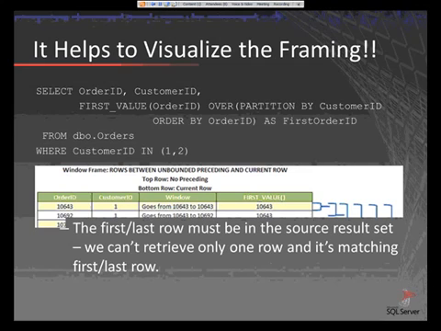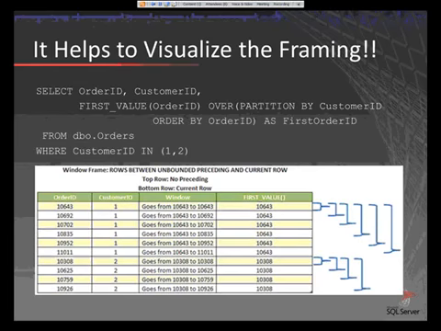Okay. Now, some of the limitations, again, the first and last value must be in the source result set, and you can't get only one row if it's matching, if it's actually the first to last. But we'll see a little workaround for that. So here's one of the visualizations.